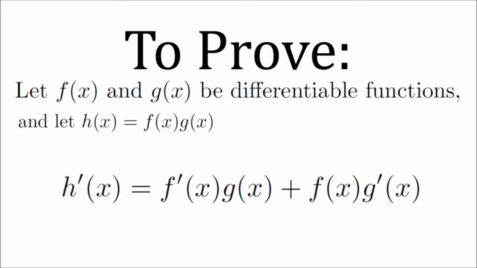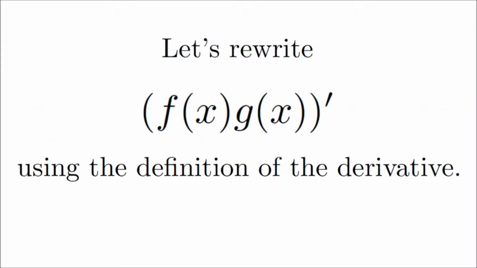Now let's prove that given differentiable functions f of x and g of x, the derivative of the product of f of x and g of x is equal to the derivative of f of x times g of x plus f of x times the derivative of g of x. Let's first write what the expression of the derivative of f of x times g of x looks like using the definition of the derivative.